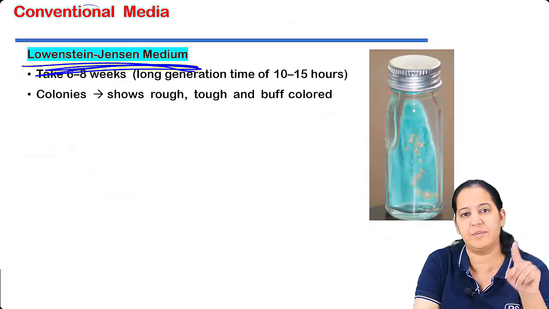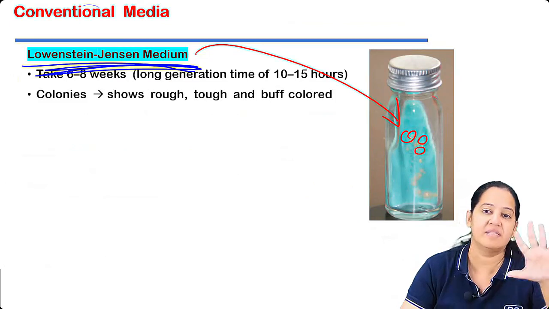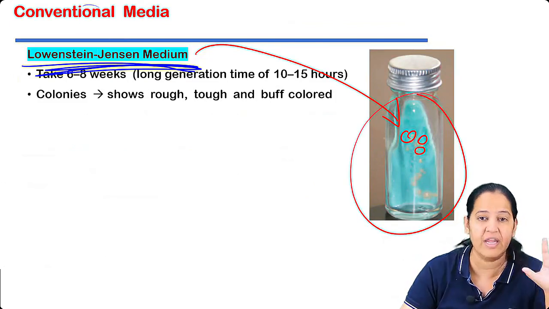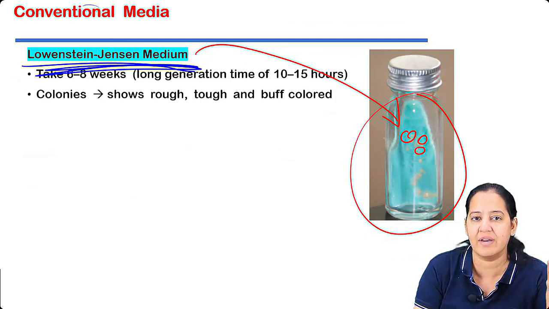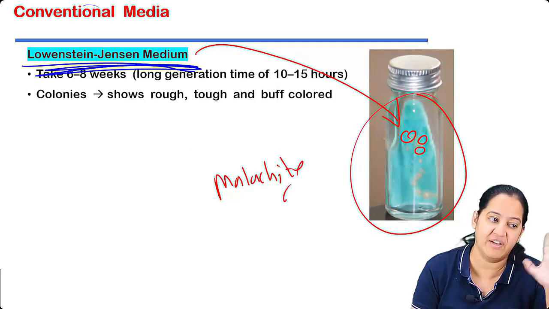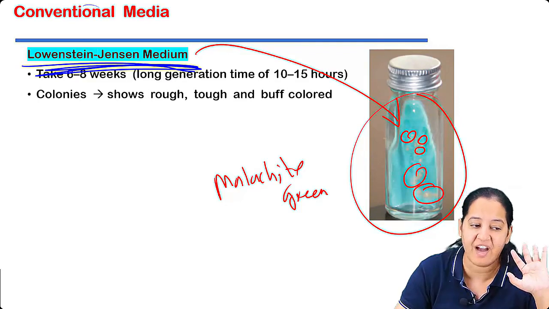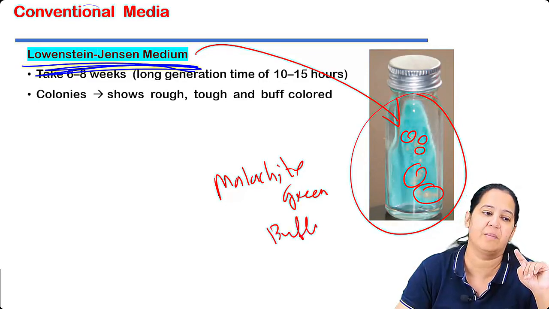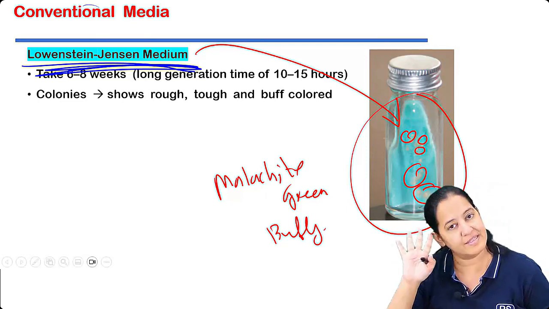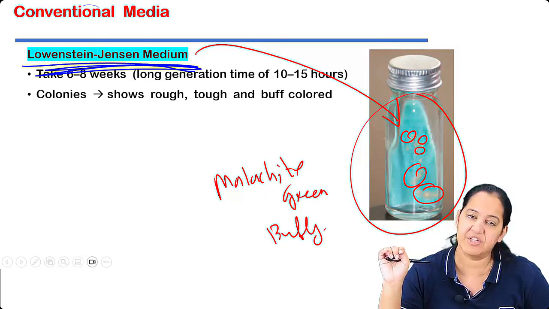है ना? The conventional is LJ media. It's the image-based question. The green color LJ media on which cream colonies are formed. See, the color of the media is green. It is known as malachite green. कौन सा green है ये? Malachite green color है ना? और इस पे color of the colonies is buffy या cream colony. It's a spotter image. It's the selective culture media for the TB.